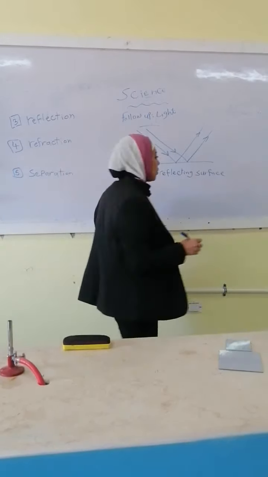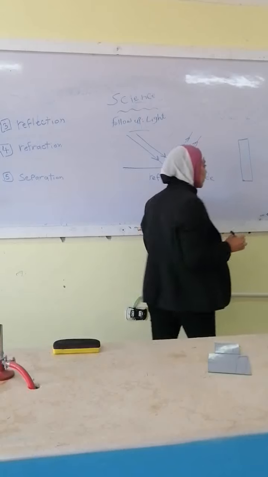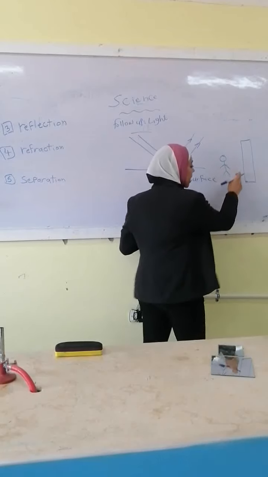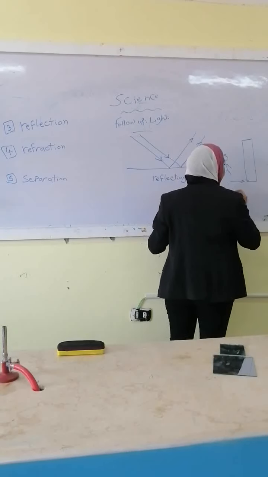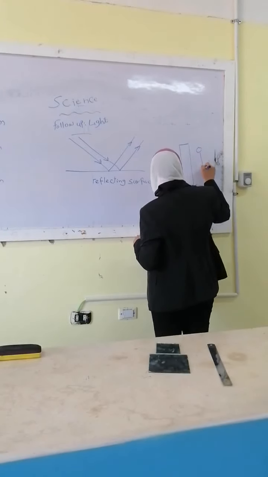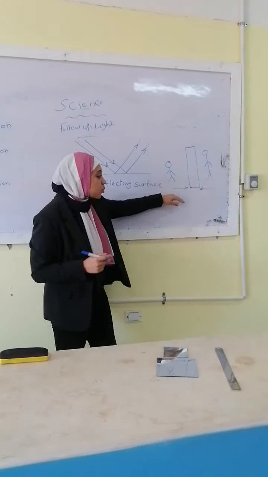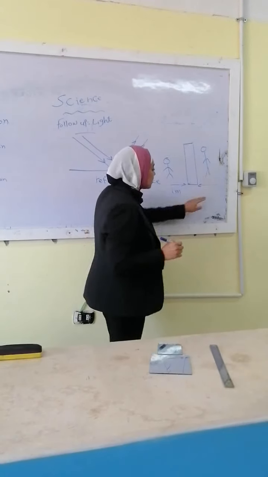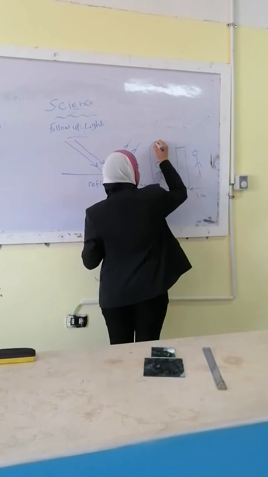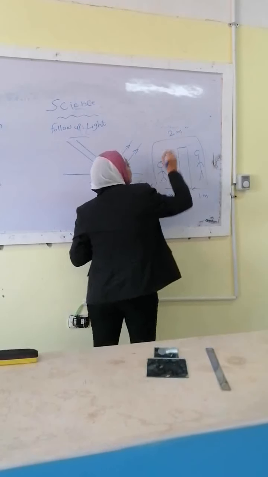Okay? So, if you are holding a mirror, you have to know that the distance between you and the mirror, this distance, equals the distance between your image and the mirror. Okay? So, if this distance is 1 meter, and this also will be 1 meter. So, the distance between you and your image equals 2 meters.